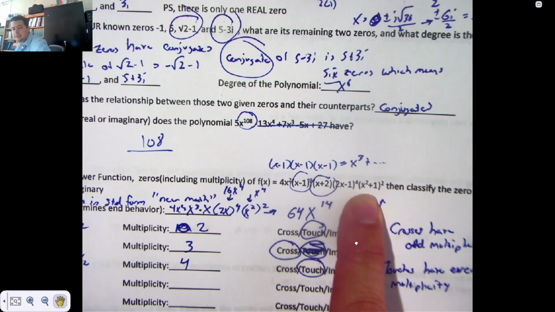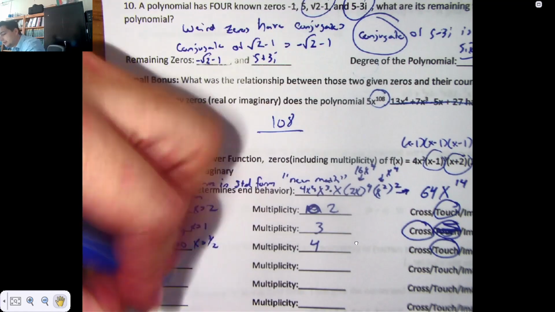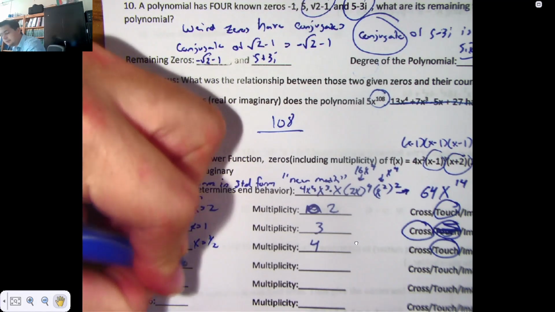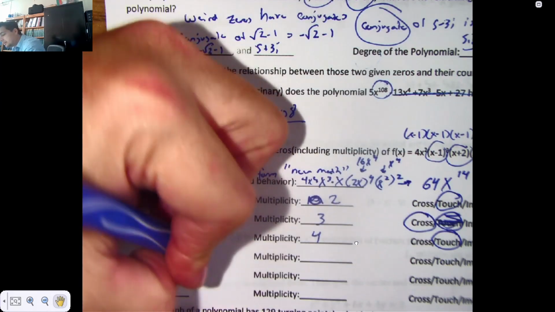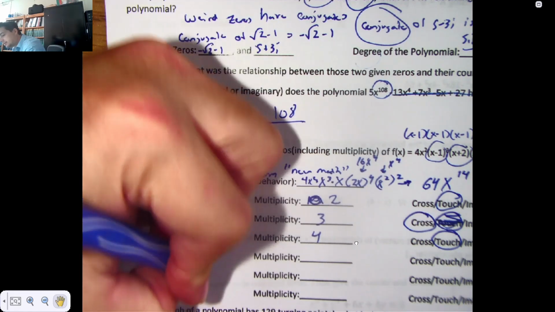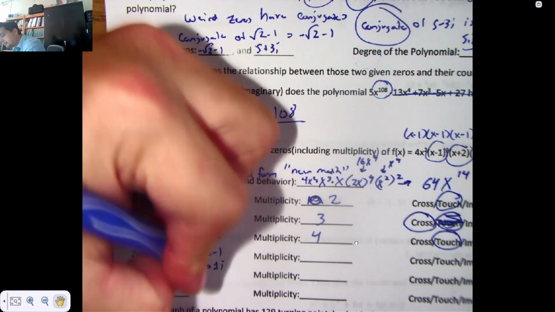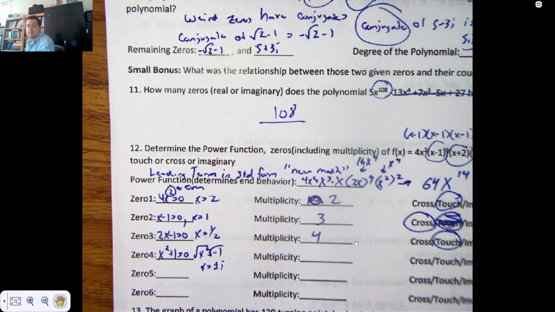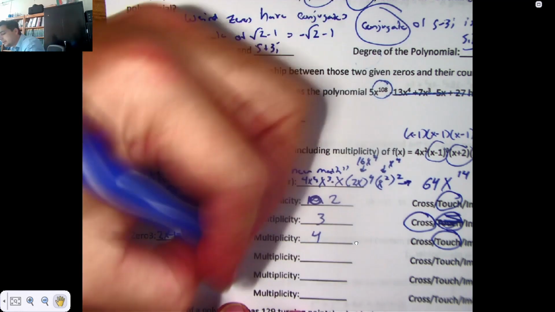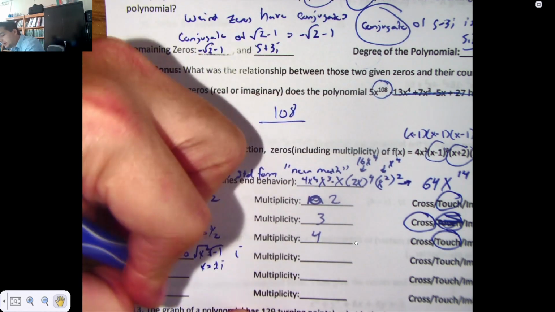Actually, I have one extra place in here that I don't need. But it's x squared plus 1 squared. So x squared plus 1 is 0. X squared is negative 1. X is plus or minus i, because i is defined to be the square root of negative 1. So 0,4 is i, and 0,5 is negative i.